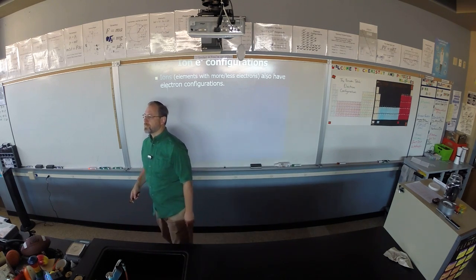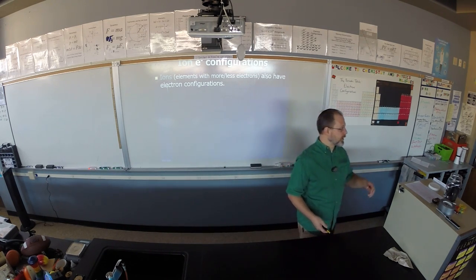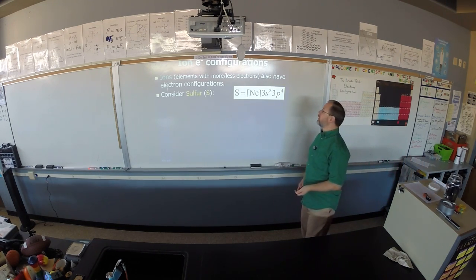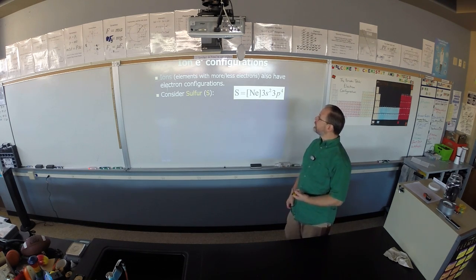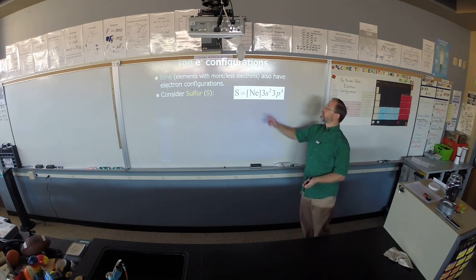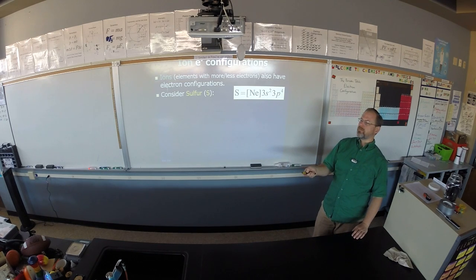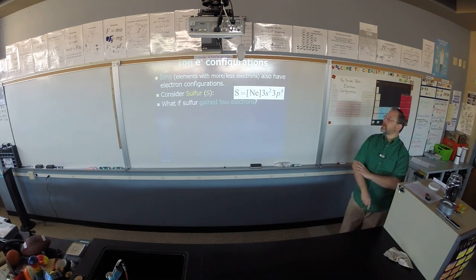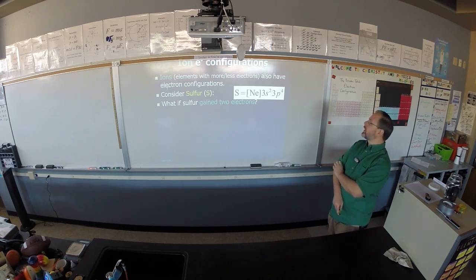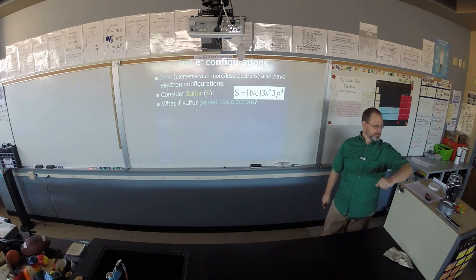Okay. So that's what we're talking about today. We're talking about atoms gaining and losing electrons and how we write their electron configuration. So this is the noble gas configuration for sulfur. Sulfur is neon, 3s2, 3p4. So there's neon, first 2 rows, 3s2, 3p4. If sulfur gained 2 electrons, write down on your paper what sulfur's electron configuration would look like if it gained 2 electrons.